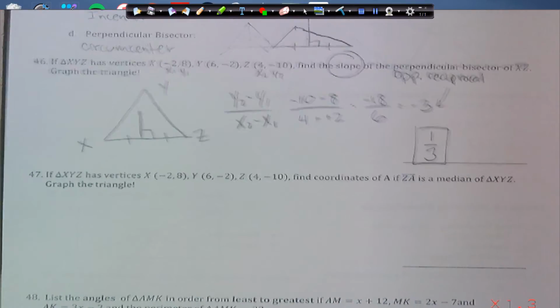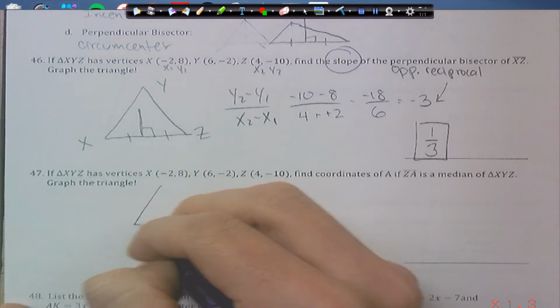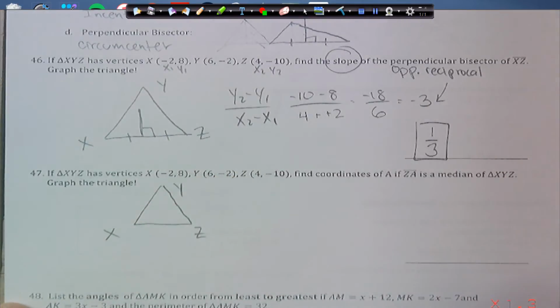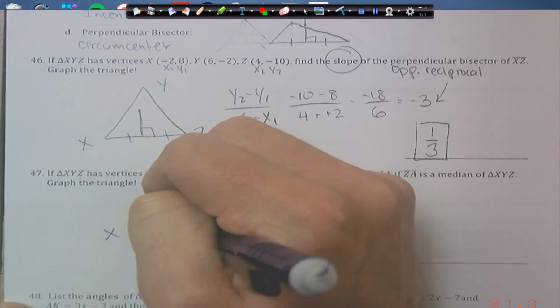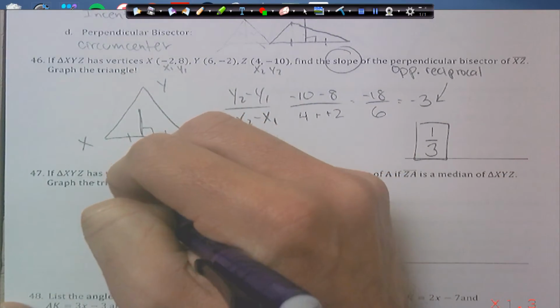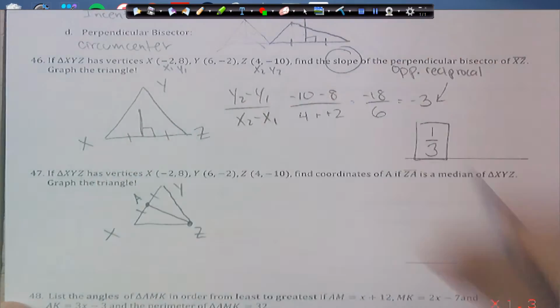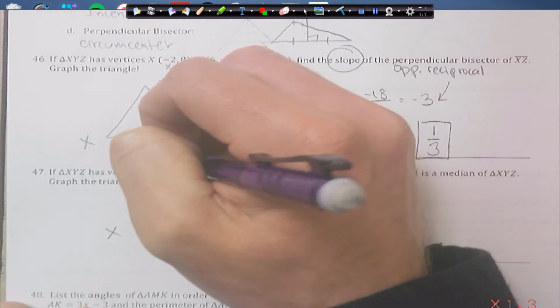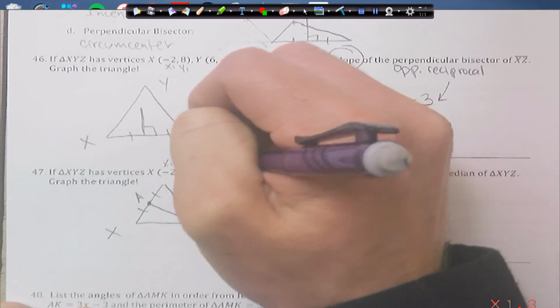The next one, again, we don't have to graph it. We just need to go ahead and draw the picture. Find the coordinates of A if ZA is a median. Remember, a median goes from a vertex to the midpoint of the opposite side. So we know that A is in the middle of XY. So we really just have to take a look at XY and find the midpoint.